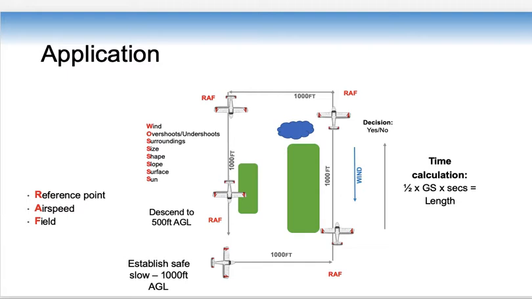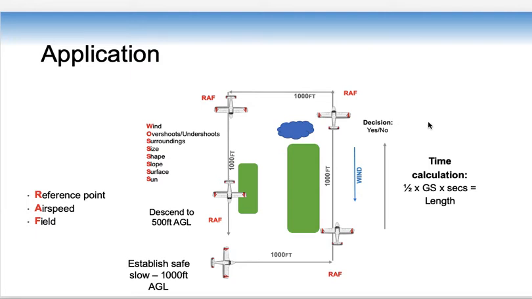So first off, you're going to put the airplane in the safe slow configuration, as we talked about in terms of its advantages. You'll be at about 1,000 feet AGL, so in the Bankstown training area, this will be about 1,400 feet. Then you're going to do your reference point airspeed field. You're going to time the length of the field from when it reaches the leading edge until the end.